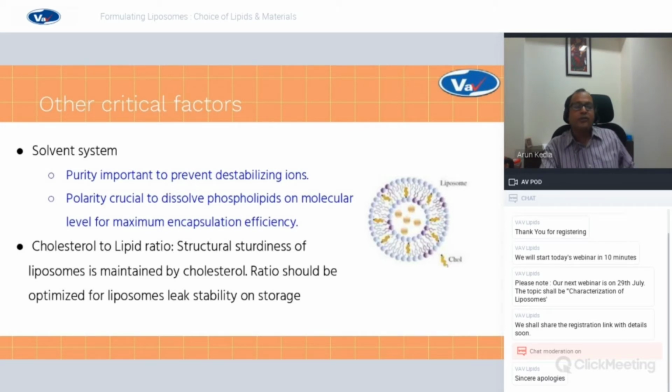Then the quality of the solvent system used. So the solvent purity is quite important, and this is to prevent destabilizing ions. Again, researchers make a common mistake because the solvent is added to dissolve the phospholipid and then finally it will be evaporated. It's not part of the finished formulation.